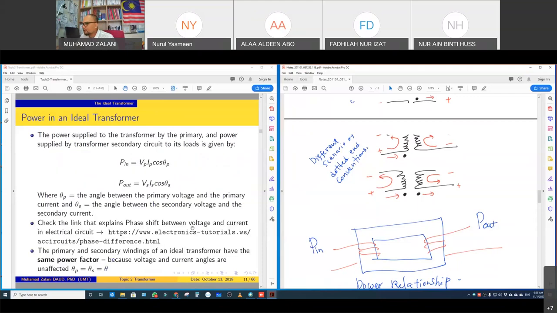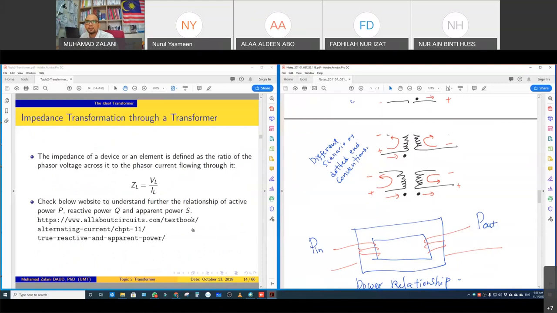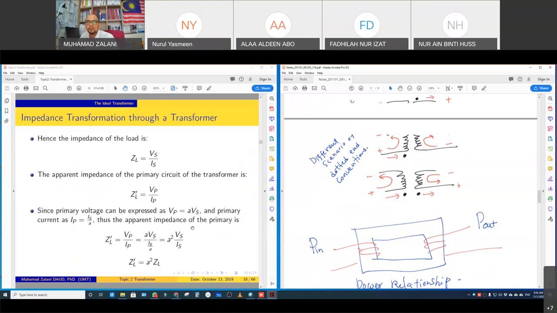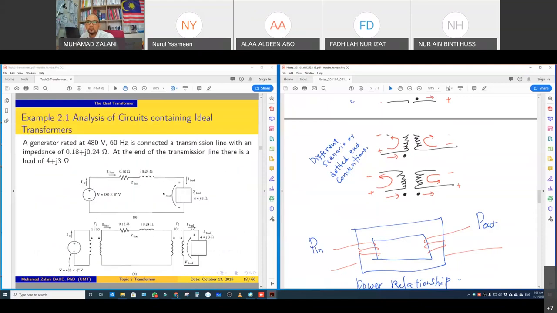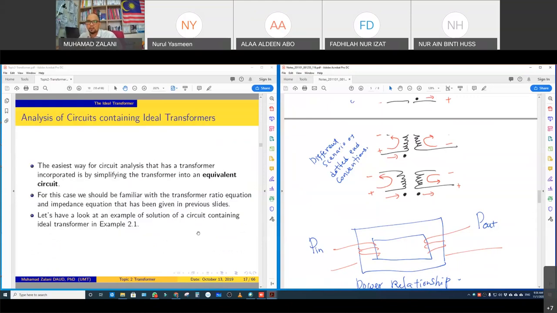So we have a few more minutes to go. I think I would like to finish up to impedance here. So I hope we can finish before example 2.1, right?